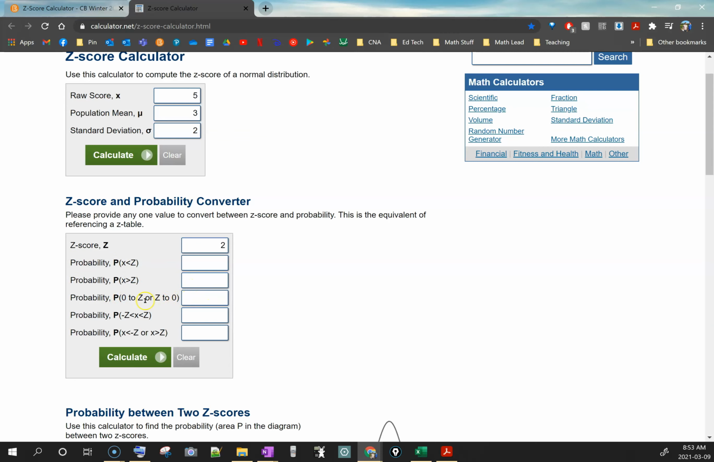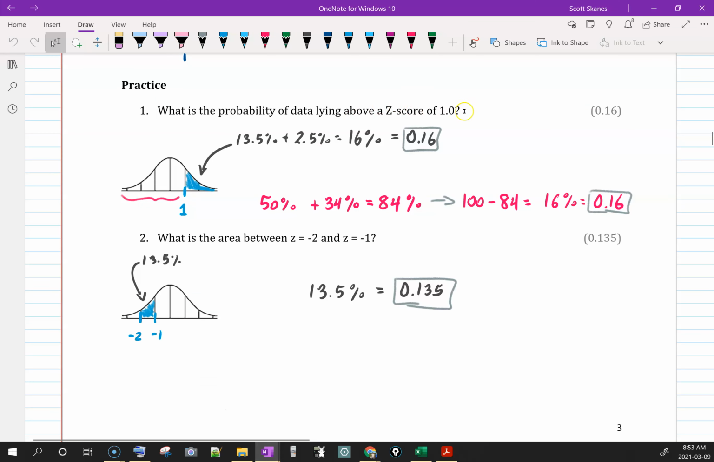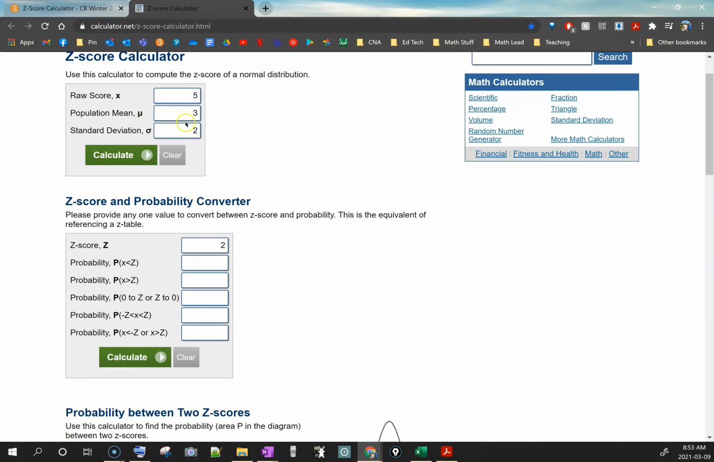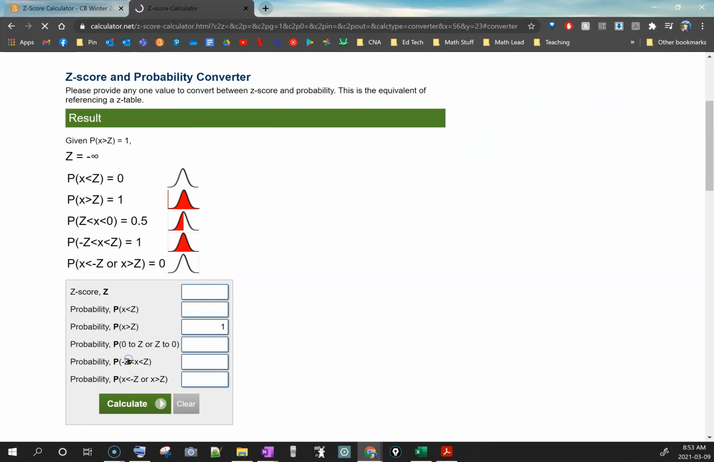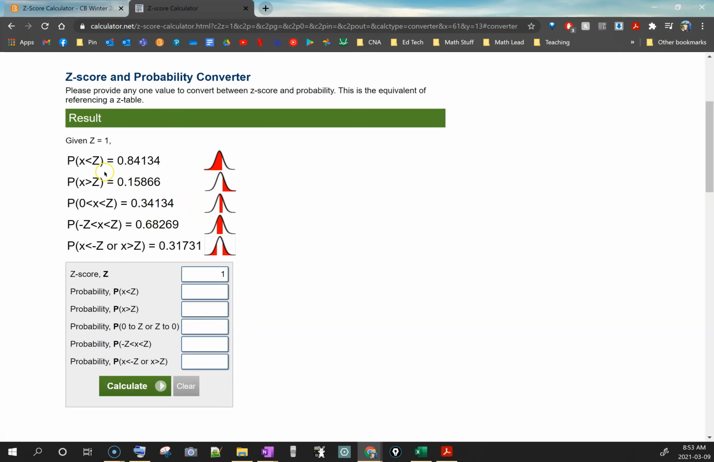Okay, so for example, the question I just did, the probability of being less than a certain z value, so above 1, you can use this calculator, probability of being above z. I need to put my z-score in. The z-score is 1. Calculate. It'll actually give us all the things. This means that the probability of being less than z is 84%. You can see it's that region here.